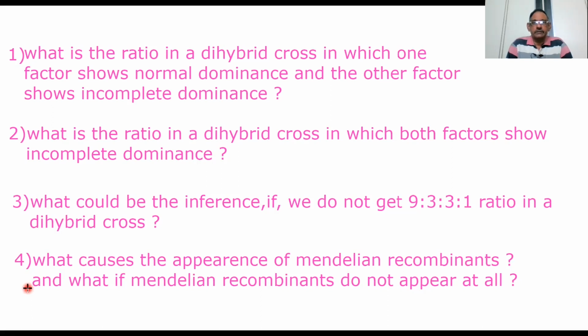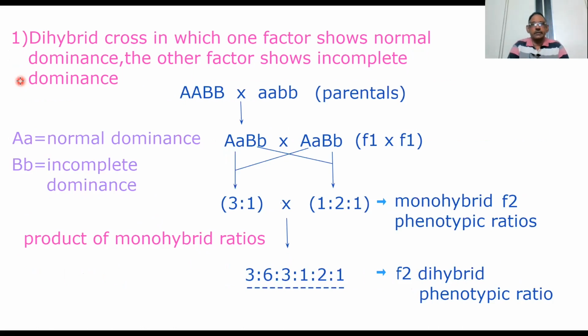Now I will take up each of these questions one by one and answer these questions. The first question first. Now this is the first question, and the answer for the first question is also given ready-made. I'll read the question once again. Dihybrid cross in which one factor shows normal dominance, the other factor shows incomplete dominance. We get a ratio that is like this: 3:6:3:1:2:1, not 9:3:3:1. This is a deviation.